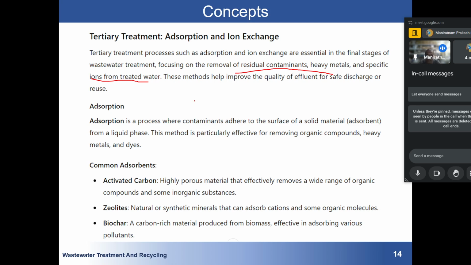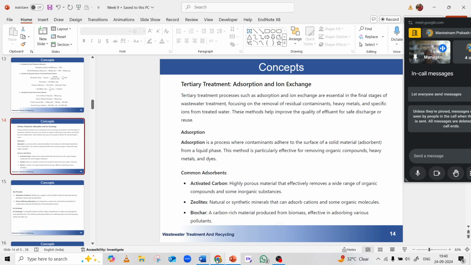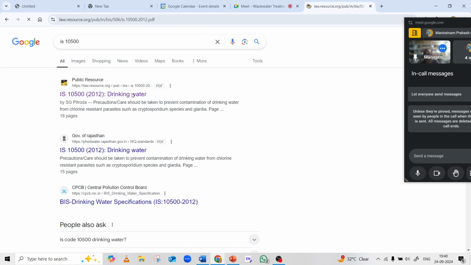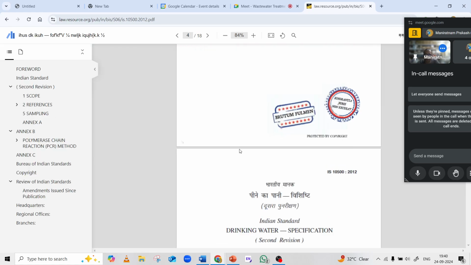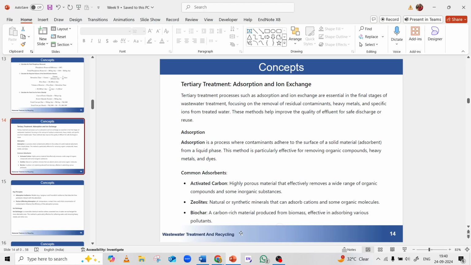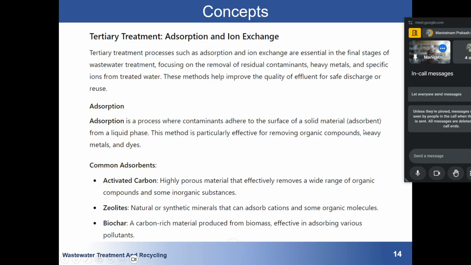Let me check how much calcium should be there. You can see that not more than 200 milligram per liter of calcium should be in your water. Now suppose your treated water has calcium of maybe 1000 milligram per liter, so it has to be removed. The general method can be the use of some chemicals or some kind of adsorbent.